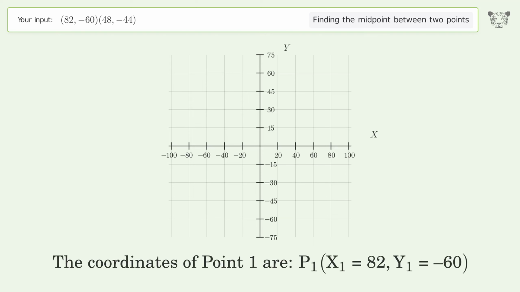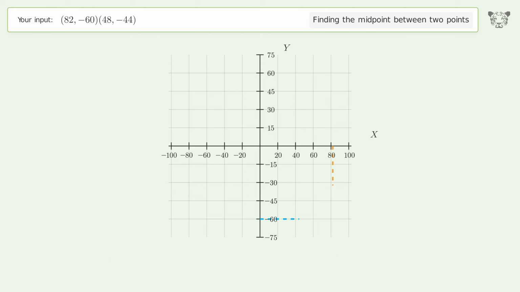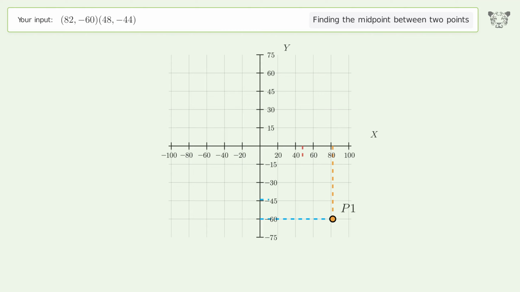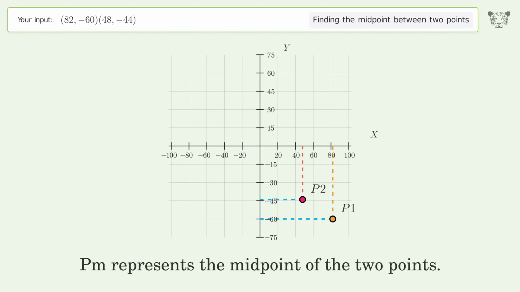The coordinates of point 1 are, x1 equals 82, y1 equals negative 60. The coordinates of point 2 are, x2 equals 48, y2 equals negative 44. PM represents the midpoint of the 2 points.